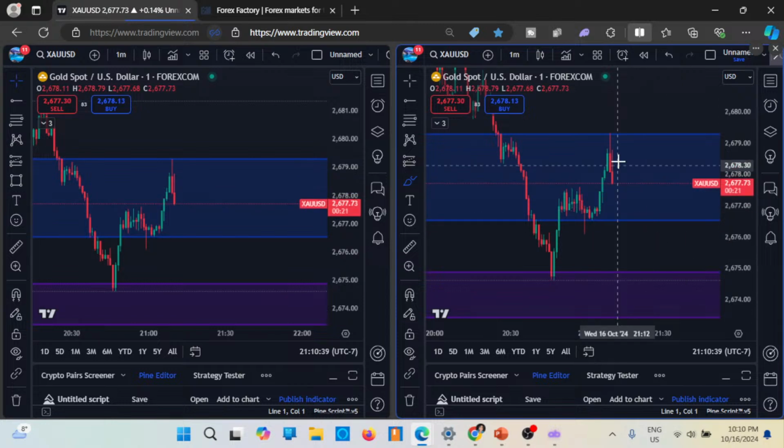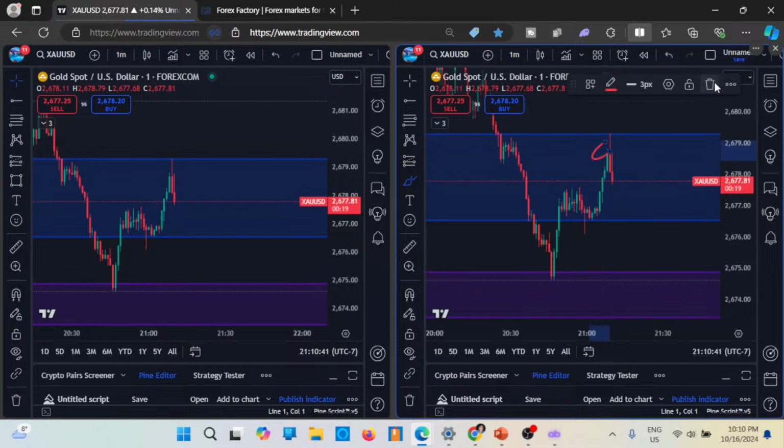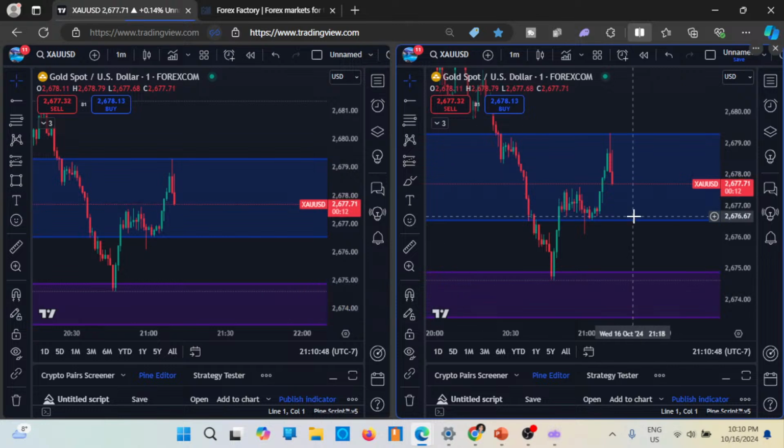Look at that. I would have sold right here, but I'm not entering any sells anymore. Can we enter sell here? Yeah, and then get out at 26.76.8.